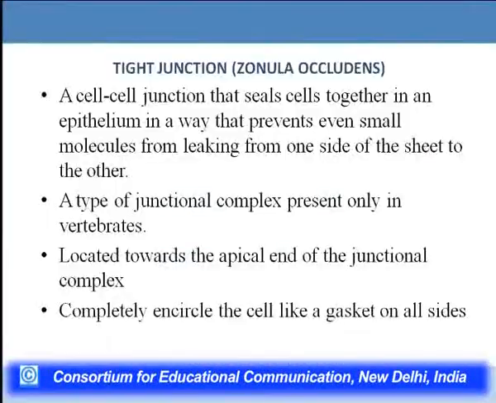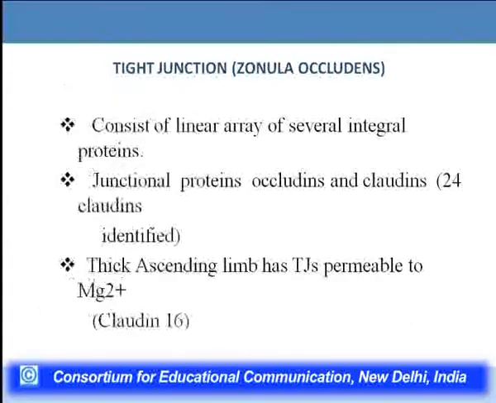As the name suggests, it occludes or prevents passing of molecules or ions between two cells. And how does that happen? Because this particular junction seals together the two cell types so that nothing passes between the two cells. These junctions basically encircle the cell like a gasket, so that nothing passes from the apical end towards the basement end. Now these zonula occludens are basically made up of several integral proteins.